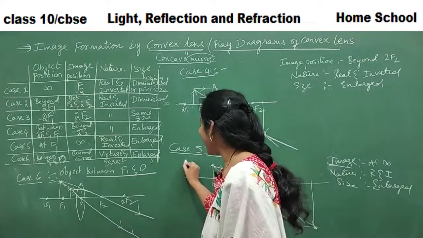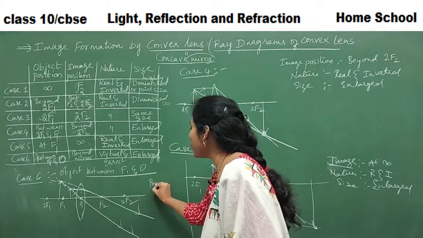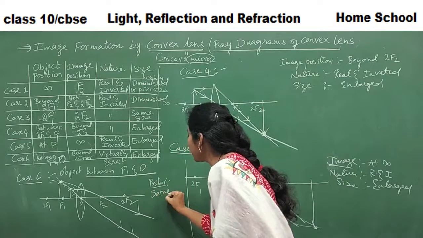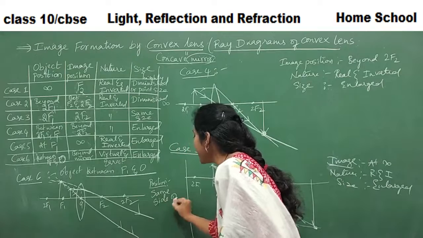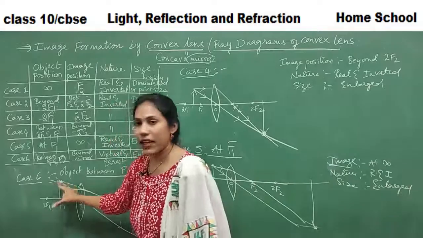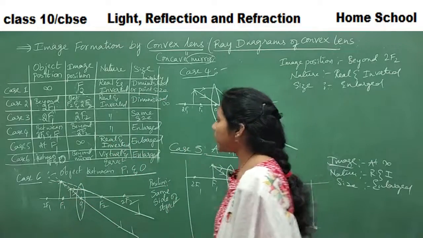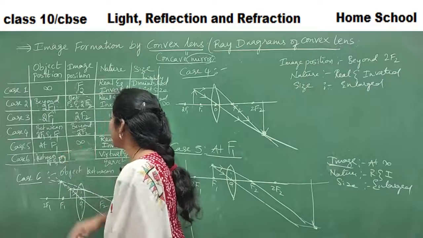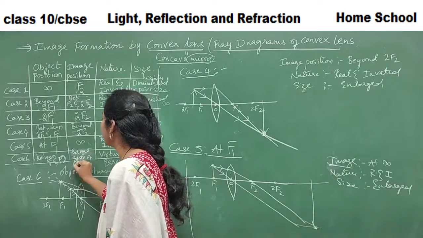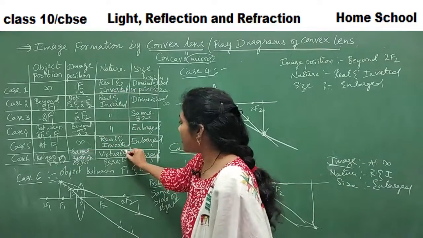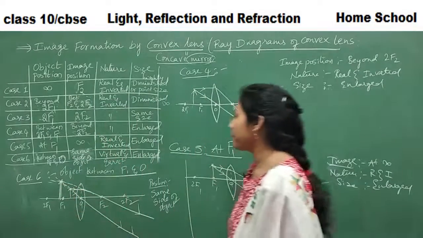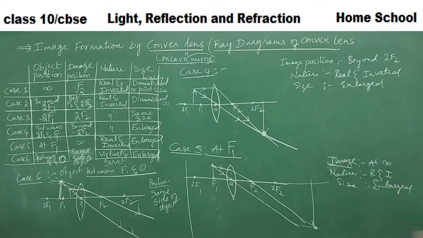So definitely this is a very important case. So where is the position of the image? Position of the image is same side of the object. Yes or no? Object is this side, and the same side you got your image. So what I will write here? Same side of object. And the nature is virtual and direct. The image is slightly enlarged. So these are the remaining 3 ray diagrams.